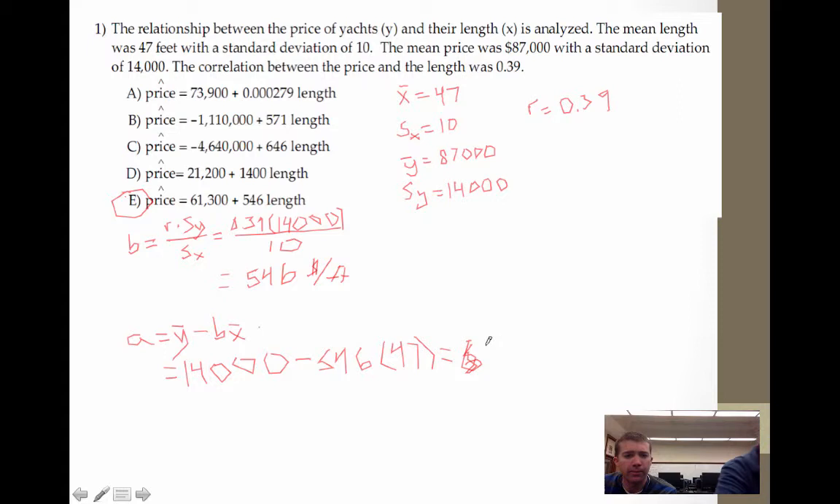What? Wait a minute. What did we do wrong? Oh, I know why. This is supposed to be 87,000. Oh, good point. Sorry about that. Did I do that? I think you did. I feel like Urkel. Did I do that? 87,000. Sorry about that. That's why we do math together, man. Yes. So that one comes out to 61,338, which rounds to 61,300.